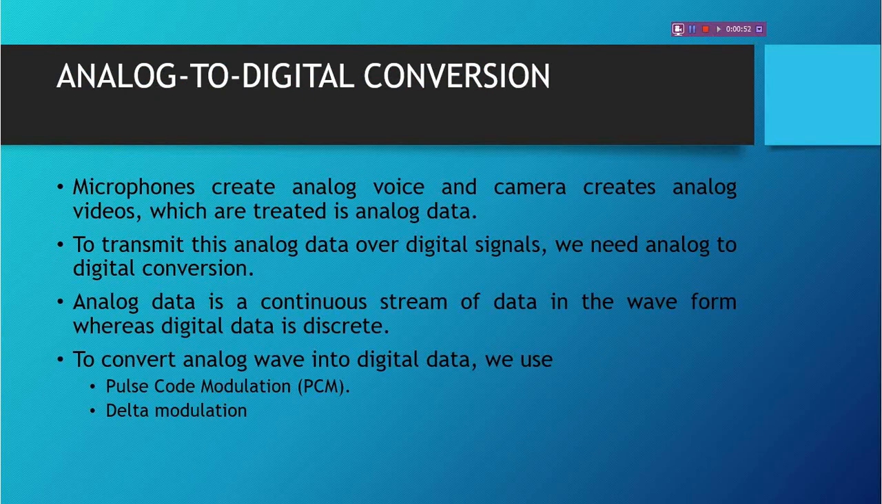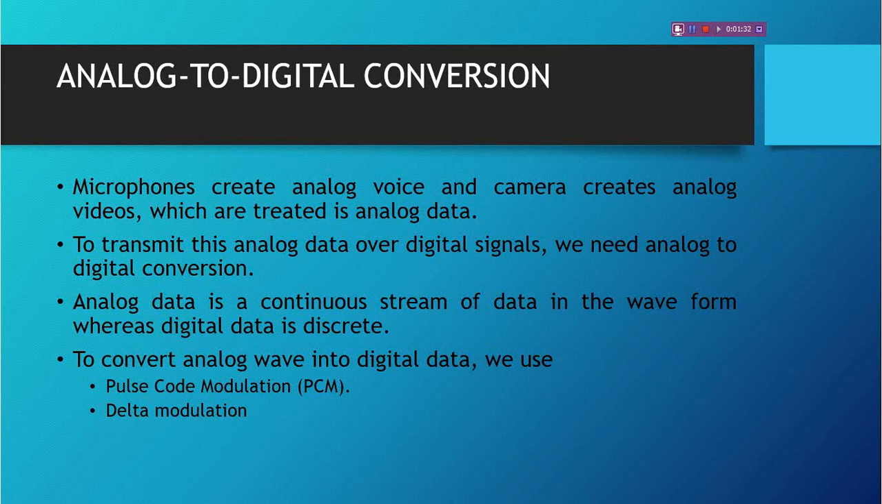So let's start. First of all, why convert analog data to digital signal? As we know, a microphone creates analog voice and a camera creates analog video, which are treated as analog data. To transmit this analog data over a digital signal, we need the conversion of analog data to digital signal. We know that analog data is a continuous stream of data in a waveform and digital data is discrete data.